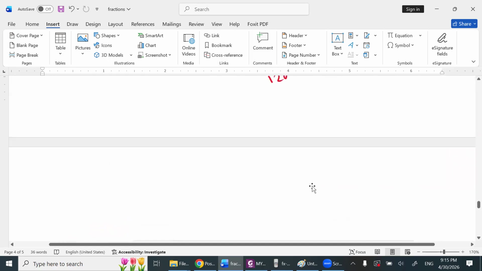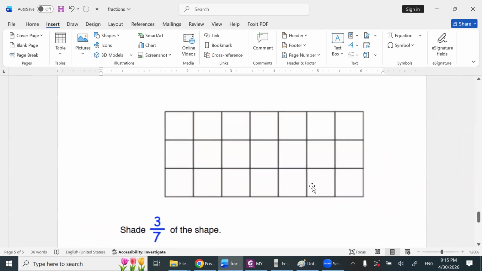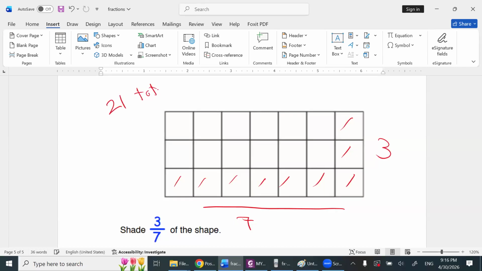Fraction of a number, you can apply also on a fraction of a shape. We need to shade 3/7 of this shape. First step, you have to calculate the number of squares. 1, 2, 3. I have 3 squares on a line, and 1, 2, 3, 4, 5, 6, 7, 7 in a row. So the total number of squares will be 21.